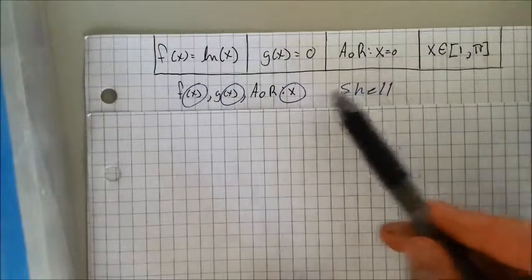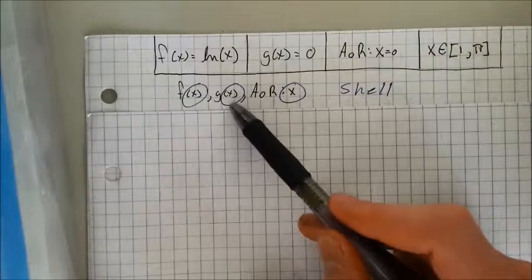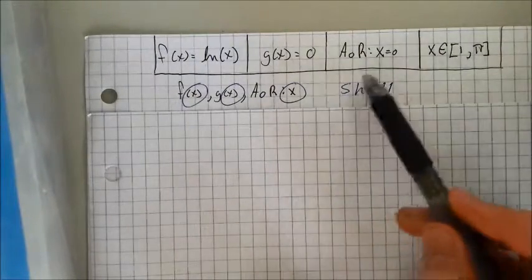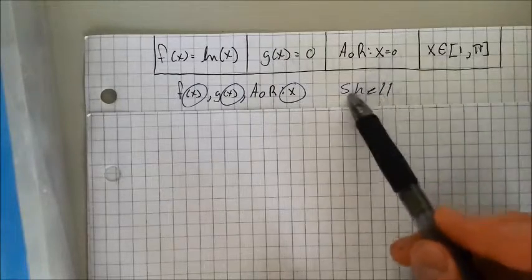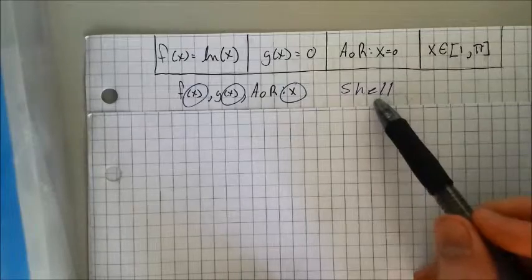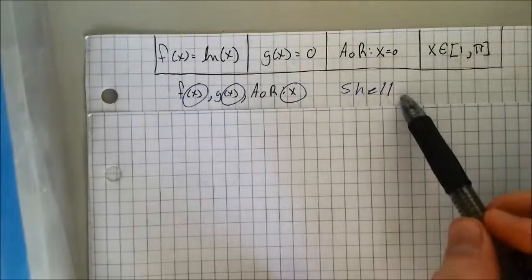Because all of these functions are expressed in terms of the same variable, we can use the shell method. If these two had been the same variable, but this had been different, say f of x, g of x, and our axis of revolution was y equals some value, we could no longer use the shell method without modifying our functions. We'd have to use the disk method in that case. But because they're all equal, we can use the shell method.